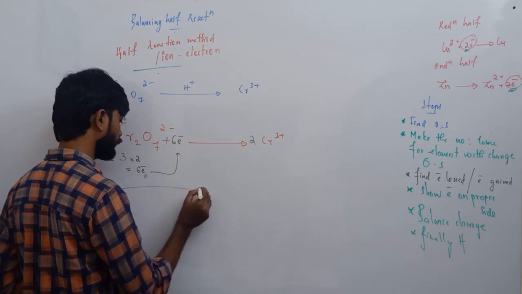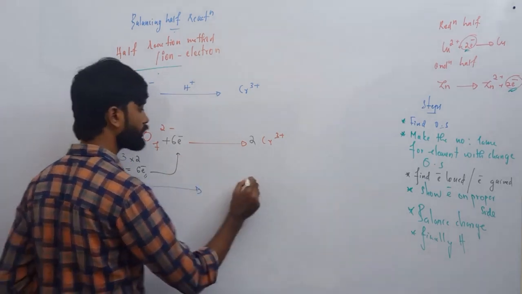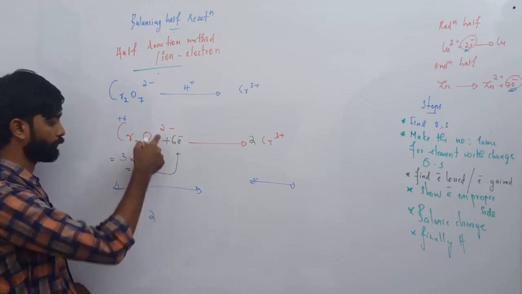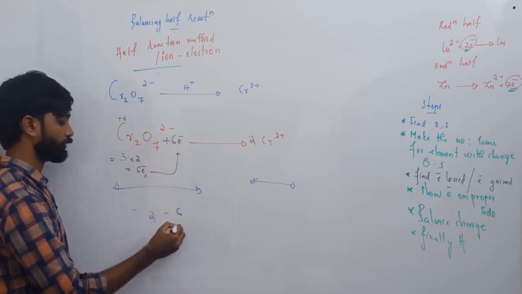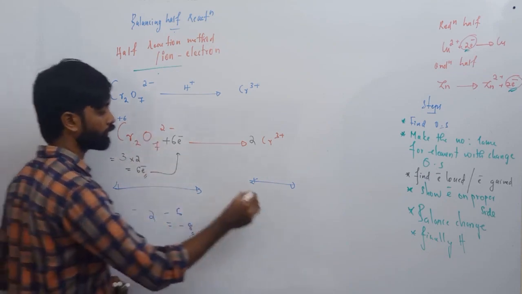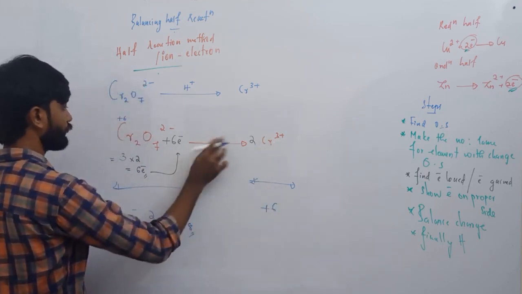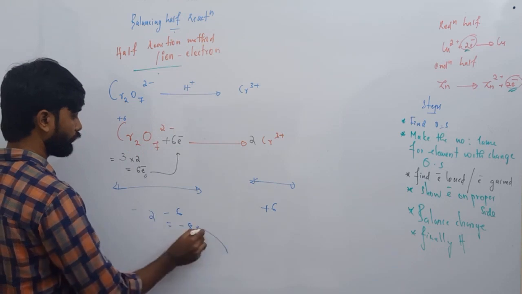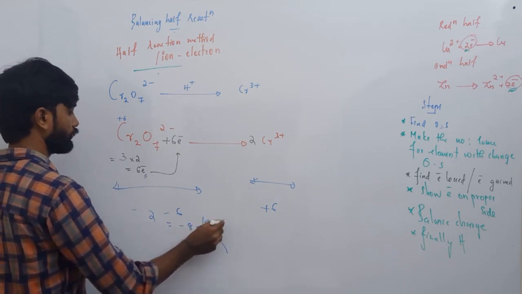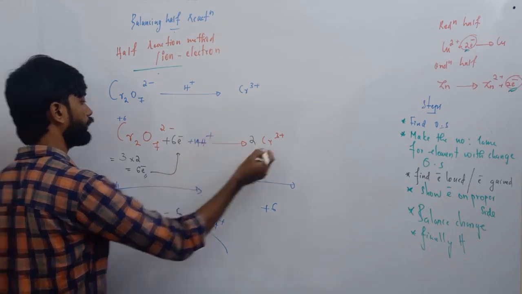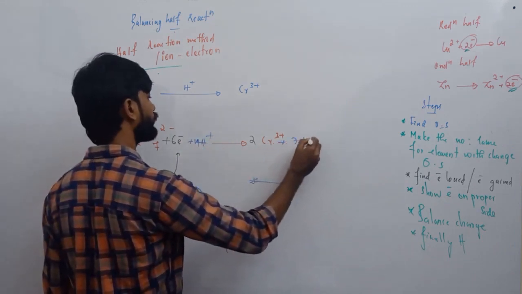So 6 electrons are represented here. Find the charge: -2 from here and -6 from here, -8. Though we have +6, 2 into 3. And the medium is acidic, so supply 14H+ here. Then for balancing hydrogen, 7H2O will be there.